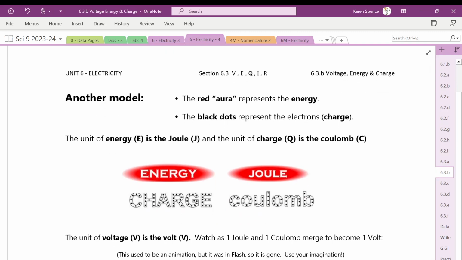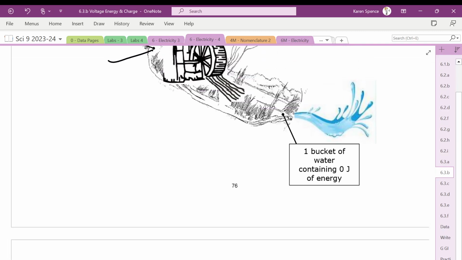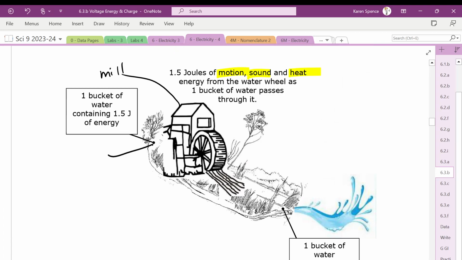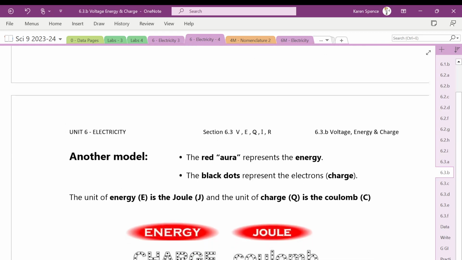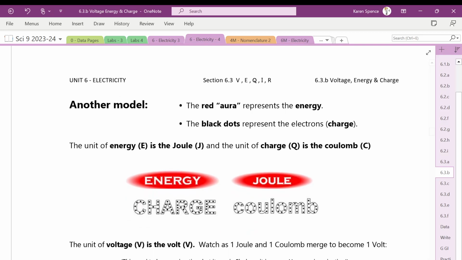Here's another model. Okay, so we have the water model. Now we're going to use the aura model. Do you guys know what an aura is? Yeah. An aura is kind of this fuzzy energy field that you're supposed to have around you or something like that. Energy is going to be represented by this red aura. In your book it is gray because sadly we cannot get color pages in your book. If you want to, you can highlight it and make it another color.